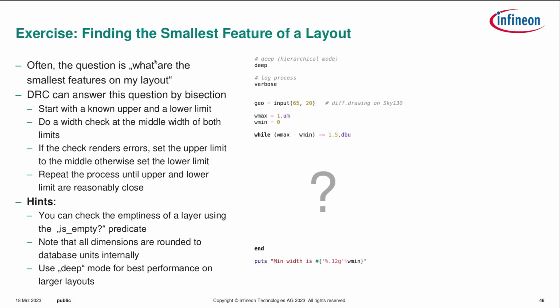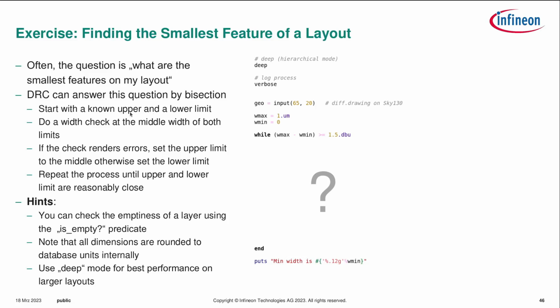Now, our last exercise. This is quite a useful feature, in fact, or quite a useful function, so I think it's worth elaborating a little on it. The exercise is about finding the smallest feature in my layout, or rather telling me what is the smallest width of a feature inside the layout. And DRC can answer this question by using bisection.